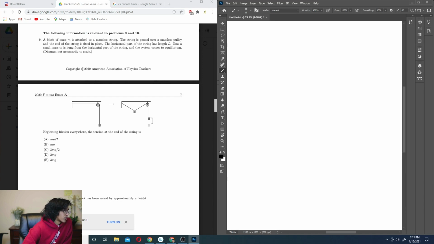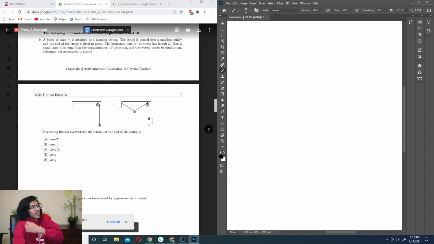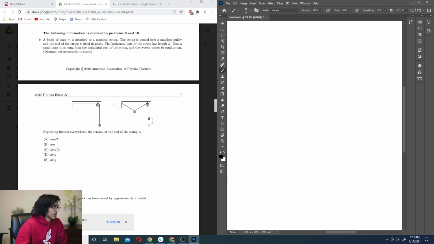For equilibrium, the tension always has to be mg, right? The only way for this to work is if the tension in the string at the end right here. Wait, which end though? Oh wait, this is the end. Okay, so tension in the string is the same everywhere. So tension in the string has to be mg, otherwise this guy would be moving. So our answer should just be B, unless I'm trolling, which is very possible.